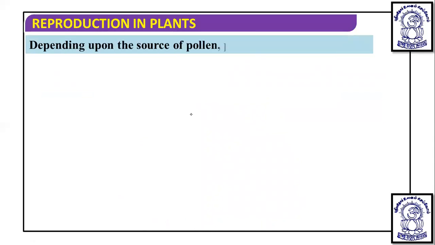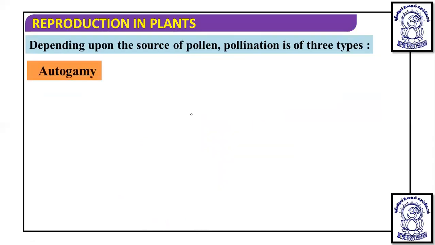Now, this pollination is of three types depending on the source of pollen. From where this pollen grain is obtained, from the same plant or a different plant, pollination is of three types. Or a different flower of the same plant. The first type we are going to study is autogamy.